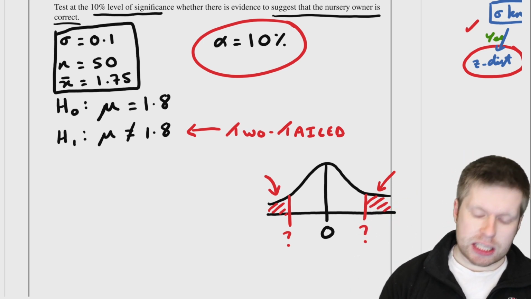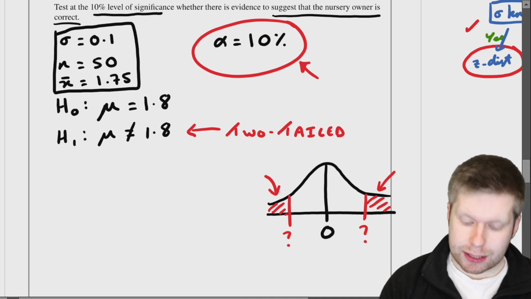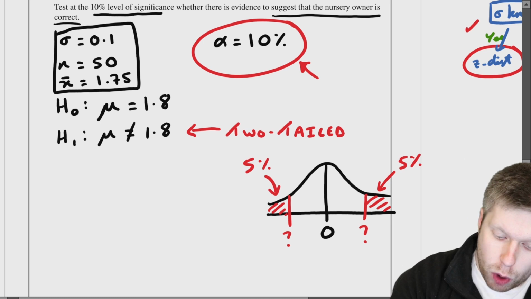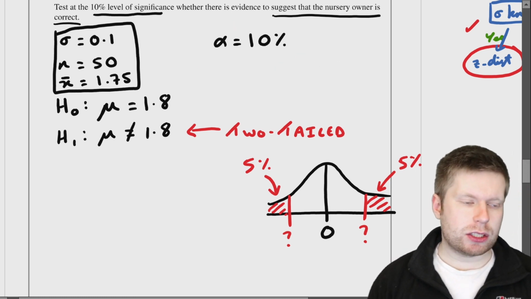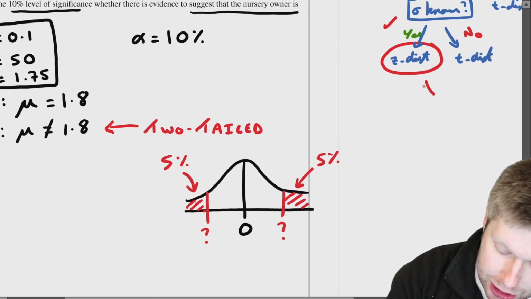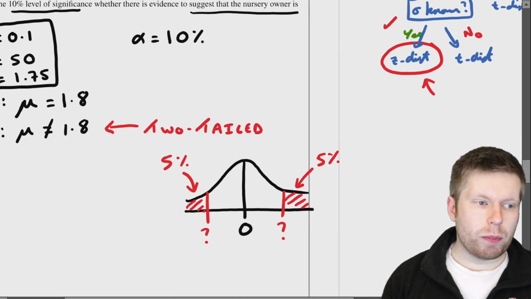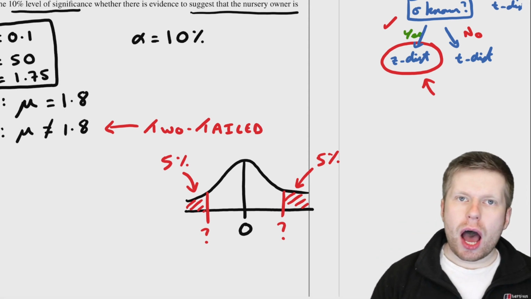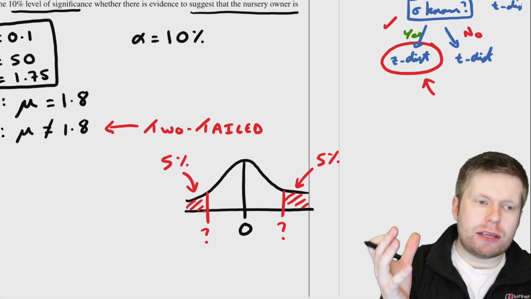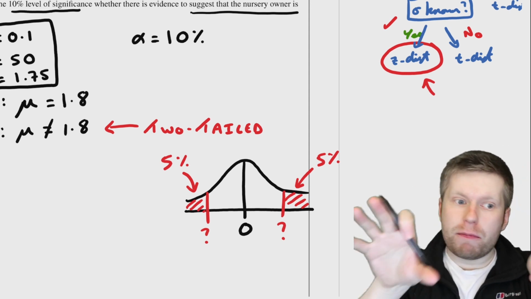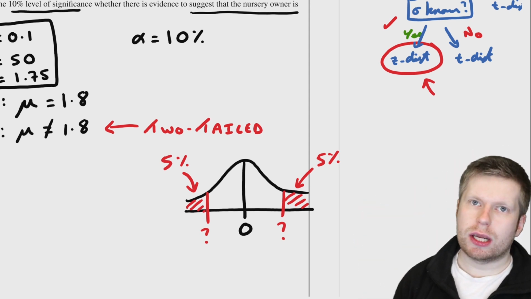So in other words, I'm going to split this 10% significance level equally among the two regions. In other words, each region is worth 5% of my data. Now, I know that I'm using the Z distribution. I figured that out from before. So now I can go to my Z tables and work out how many units of standard deviation I need to be from the hypothesized mean in order to allow 5% of my data into the critical region, each side.